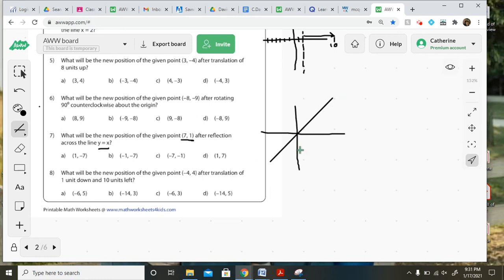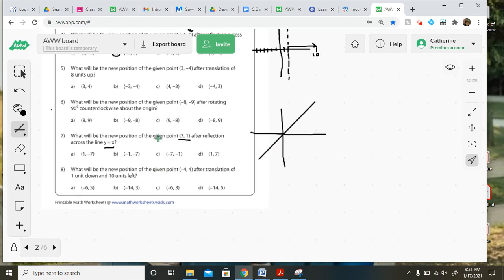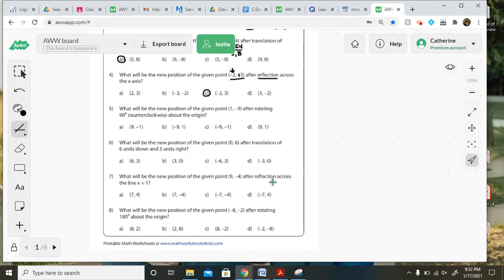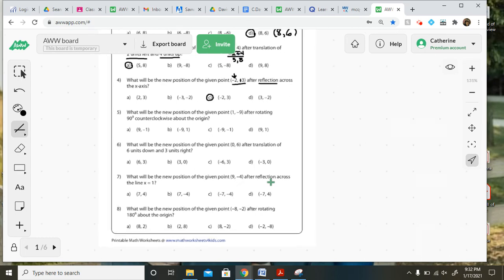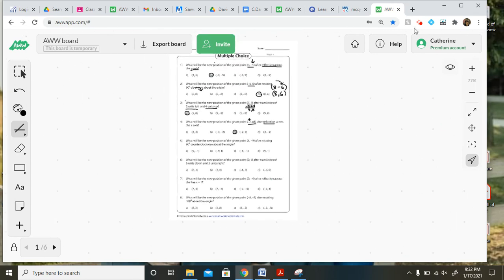So if you'll use this little graph, it might help you. And you are reflecting 7, 1. And so what you need to do is map out 7, 1 on this little grid, or if you want to draw one on your own, that would be okay. And find out what happens when you reflect 7, 1 over the y is equal to x line. Okay, the rest should be just fine. And I will let you go ahead and finish that up.